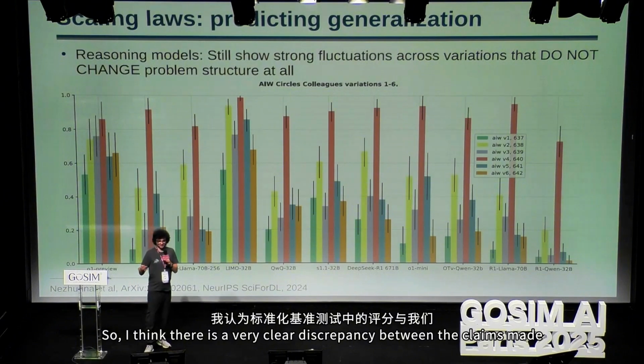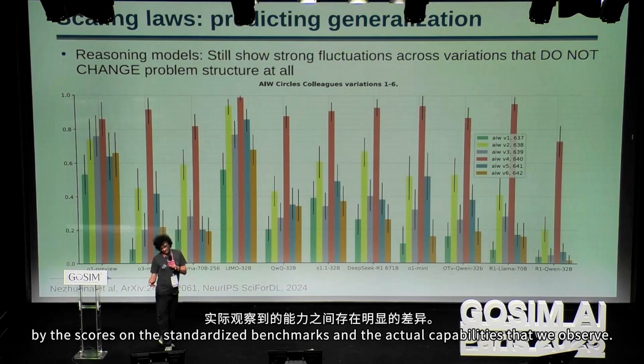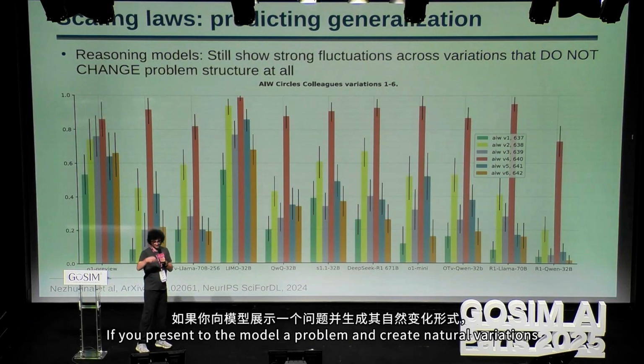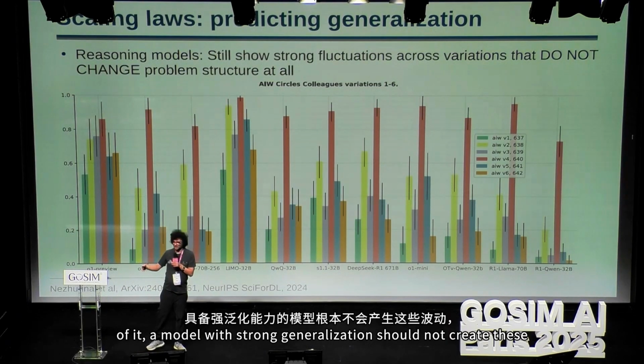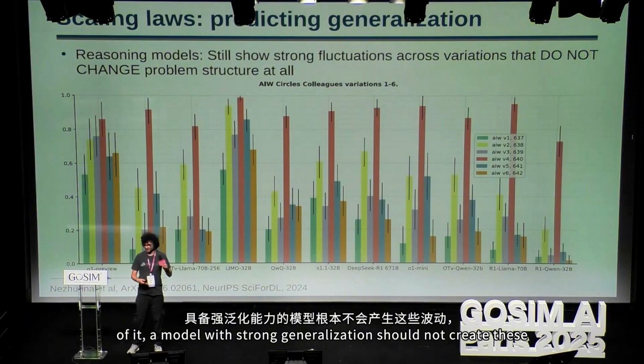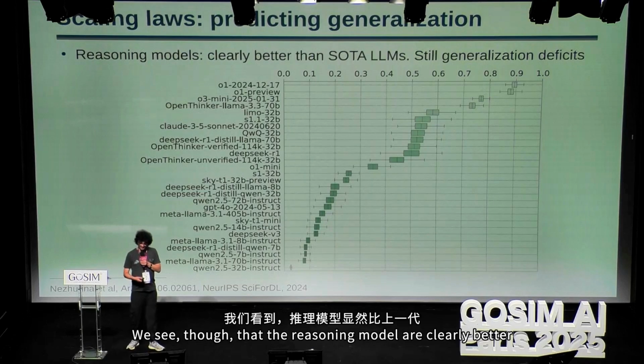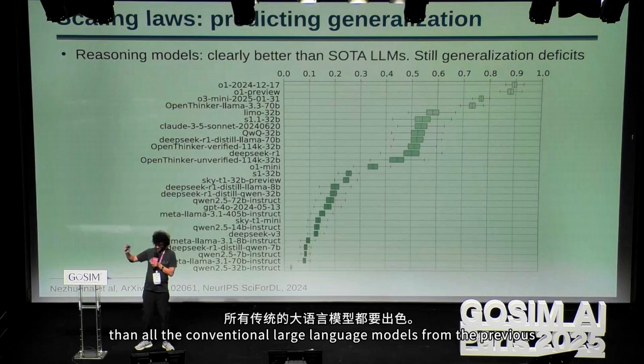So I think there is a very clear discrepancy between the claims made by the scores on the standardized benchmarks and the actual capabilities that we observe. So we are interested in generalization here. So we would like to have flat response. If you present to the model a problem and create natural variations of it, a model with strong generalization should not create these fluctuations at all, and we don't see it happening. We see, though, that the reasoning models are clearly better than all the conventional large language models from the previous generation.